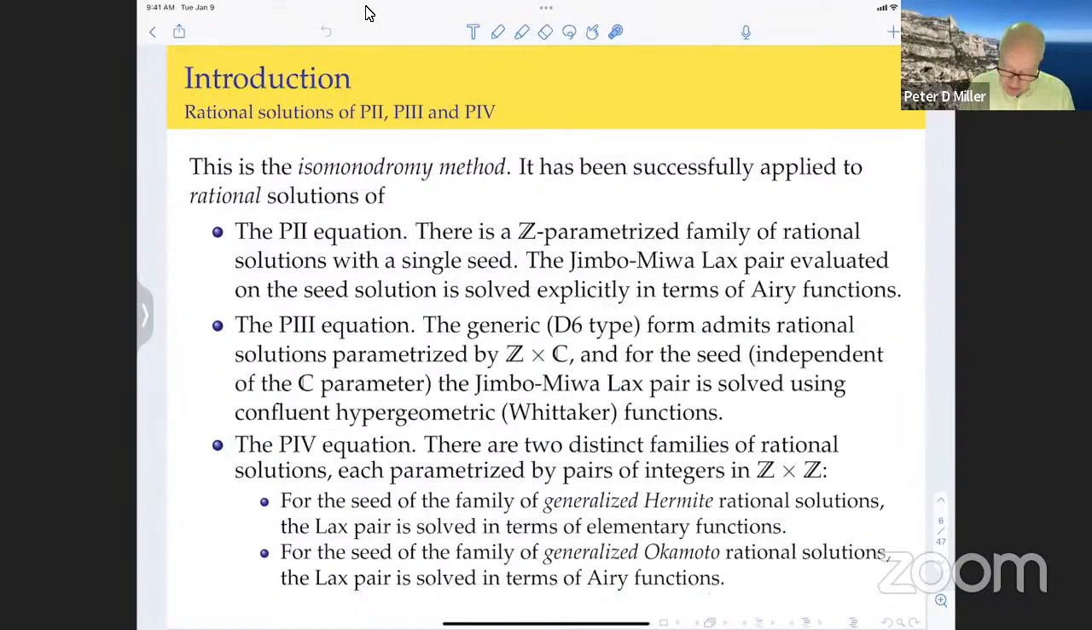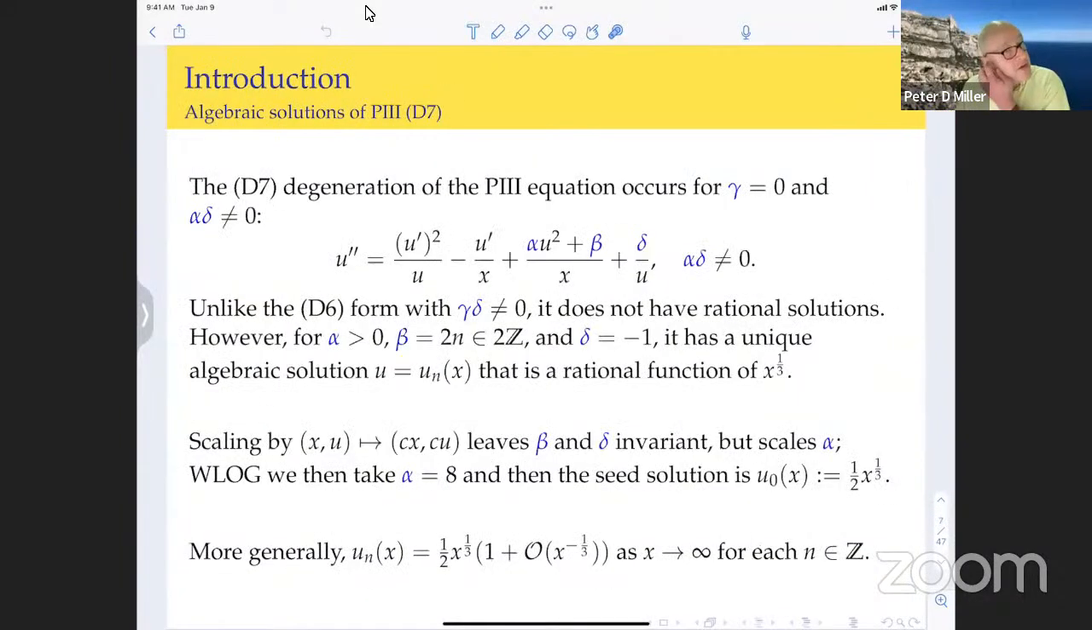Okay, so now let me start talking about the D7 degeneration of Painlevé-III and what we know about it. So here's the D7 degeneration. Remember, the Painlevé-III equation has 4 parameters in general: alpha, beta, gamma, delta. And if gamma is 0, then that's called the D7 degeneration. And here, to prevent further degeneracy, we assume that the product alpha delta is different from 0. So this is the D7 equation.